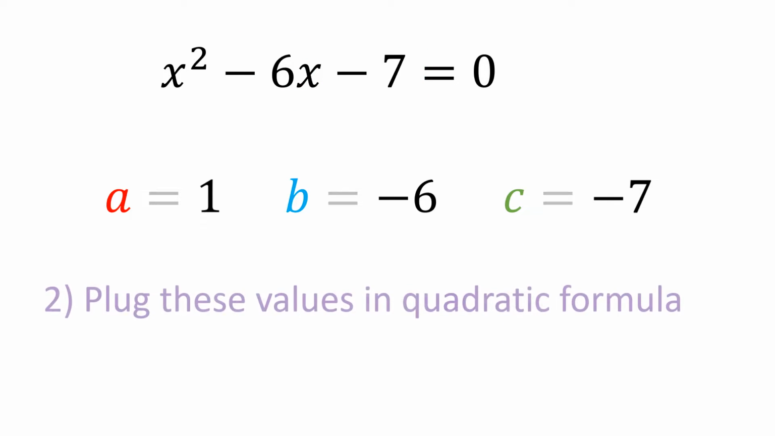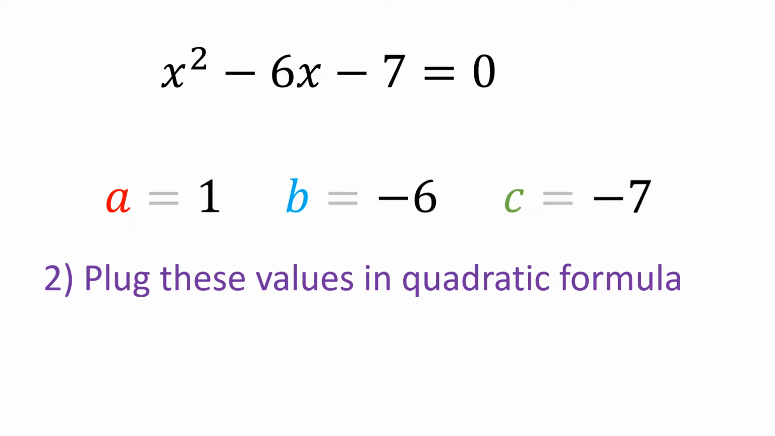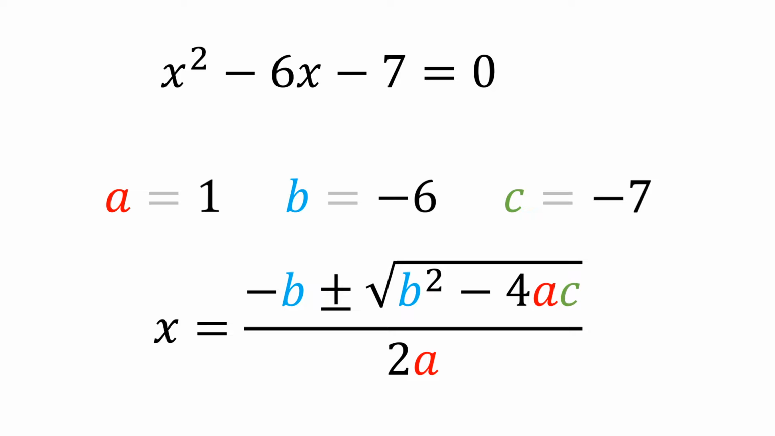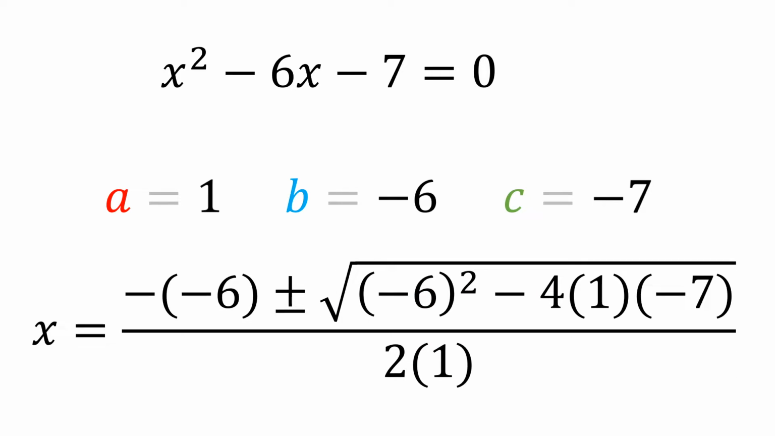Next, we plug in these values into the quadratic formula. The quadratic formula is given by x equals negative b plus or minus the square root of b squared minus 4ac all over 2a. So therefore, we have x equals negative of negative 6 plus or minus the square root of negative 6 squared minus 4 times 1 times negative 7 all over 2 times 1.